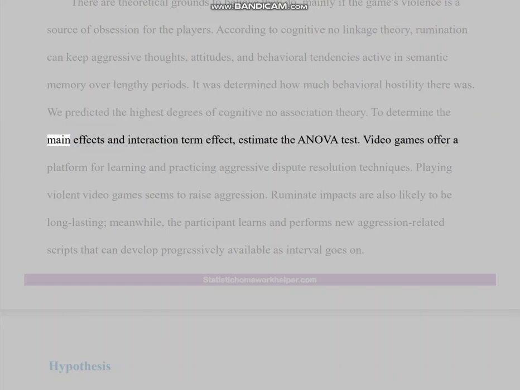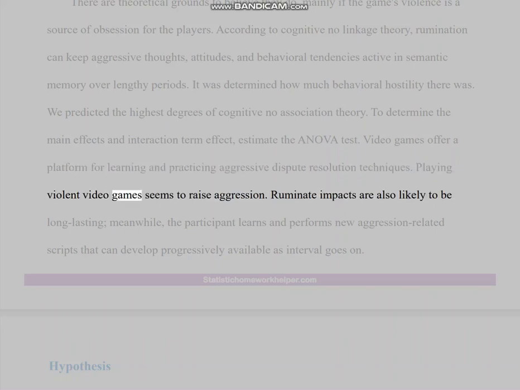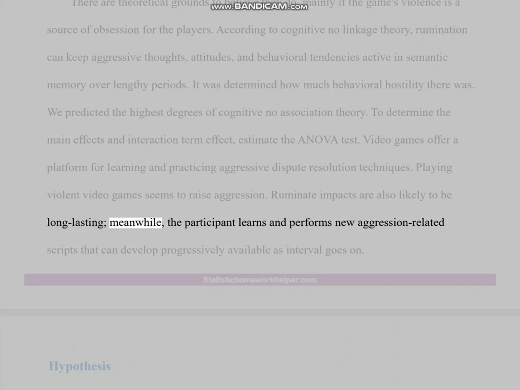To determine the main effects and interaction term effect, estimate the ANOVA test. Video games offer a platform for learning and practicing aggressive dispute resolution techniques. Playing violent video games seems to raise aggression. Ruminate impacts are also likely to be long-lasting. Meanwhile, the participant learns and performs new aggression-related scripts that can become progressively available as time goes on.